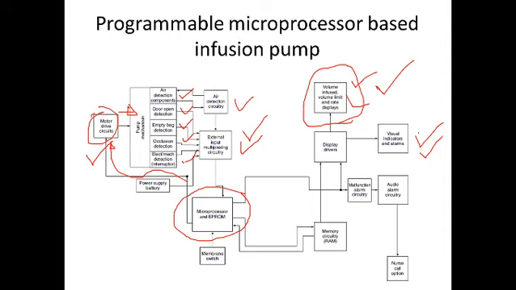Another thing is that it can also have malfunction alarm circuitry. Malfunction means suppose there is some problem in the system. Say for example, if the drug is not available in the container, so the system cannot give the drug, then it will give the malfunction alarm that the drug bottle is empty, you have to refill it. Like that, you can generate different malfunction alarms.